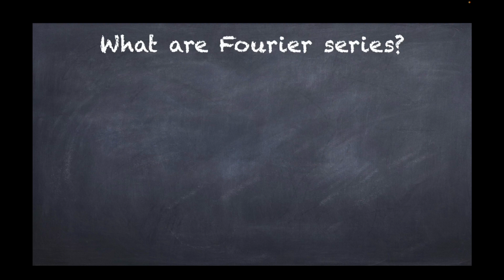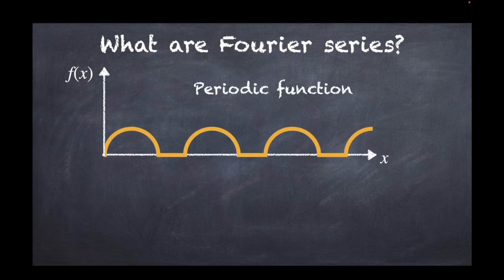So let's see a little bit what the problem is that I want to address today. So first of all, what are Fourier series? Well, to talk about Fourier series, we need first to have a periodic function. So here, for example, you have a semicircle, an actual semicircle, followed by a flat line at 0, and that is basically repeated over and over again over the entirety of the real line.